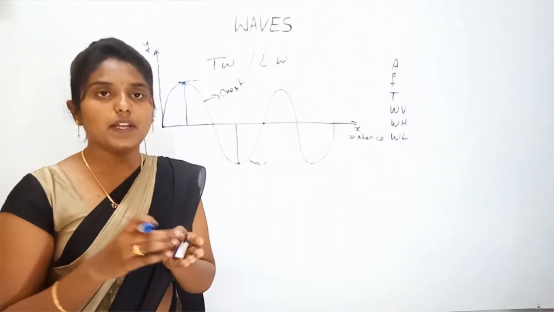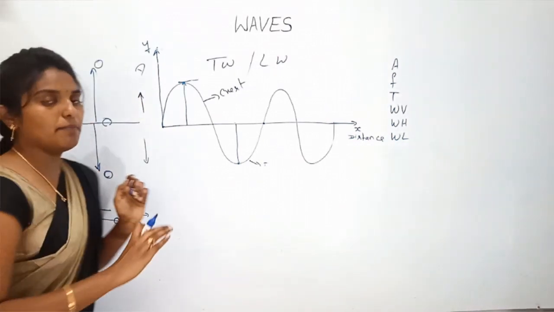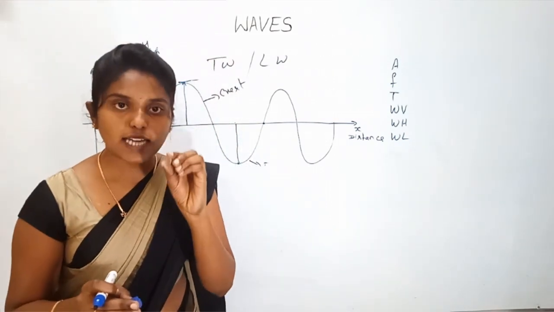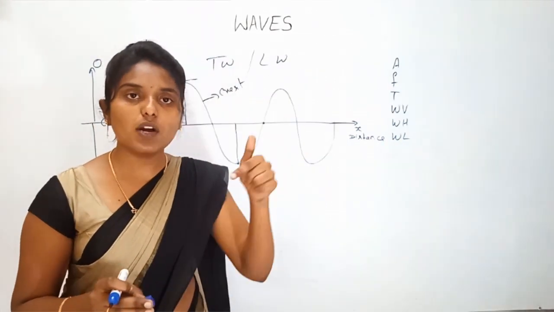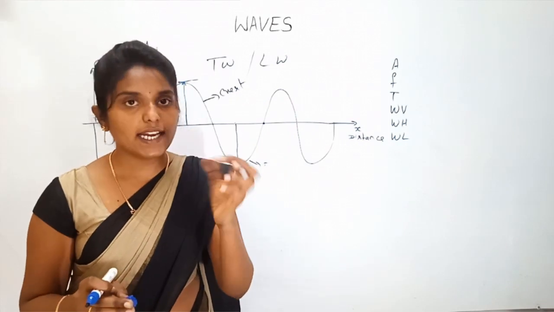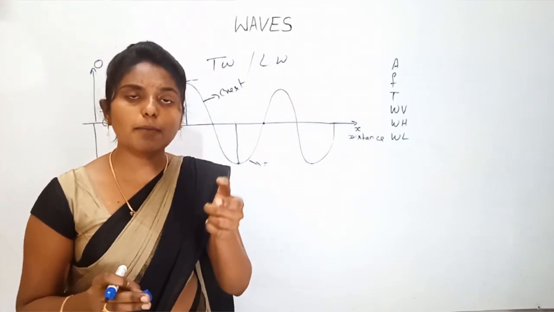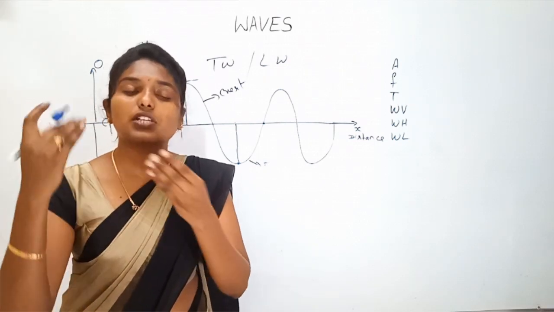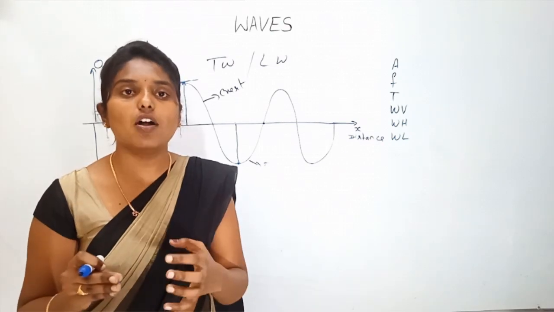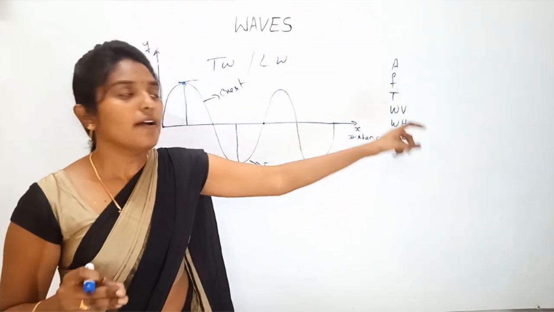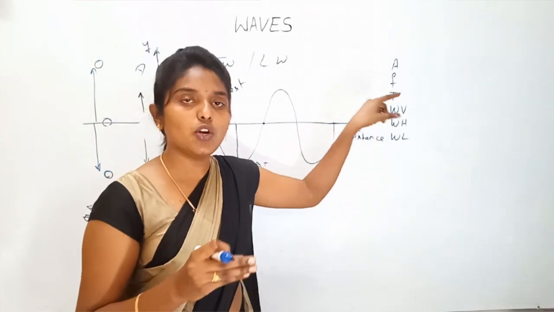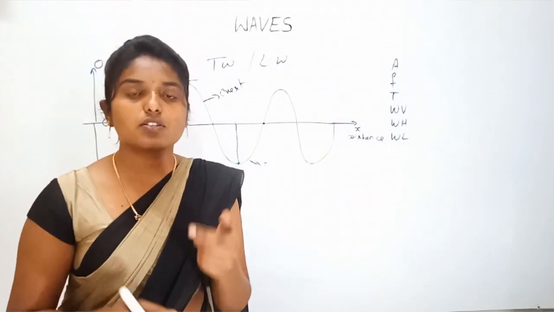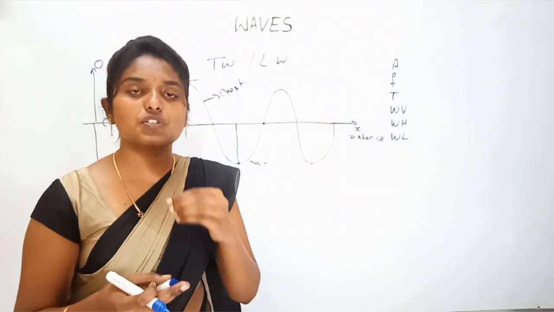For the time period, to complete one vibration of the particle, it will take a certain time, right? It is completing one oscillation, it takes maybe 0.01 second, maybe 0.02 second. So to complete one cycle of the particle, how much time does it take? That is the time period. The time period is denoted by the capital letter T, and its SI unit is seconds. To finish one cycle, how much time is it taking?